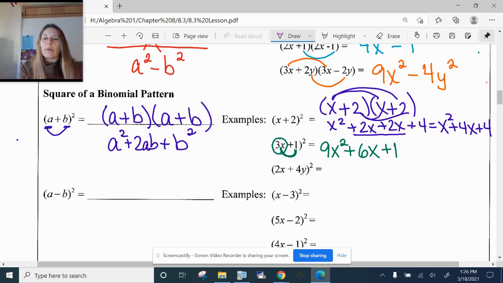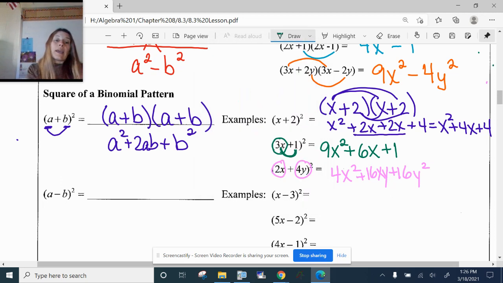And then the third example here, 2x times 2x would be 4x squared. 4y times 4y would be 16y squared. And then if I multiply those two together, I would get 8xy. And then if I double it, it's 16xy. All right, so let's take a look at the other one here.